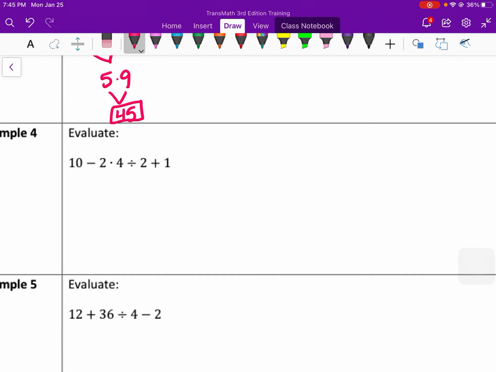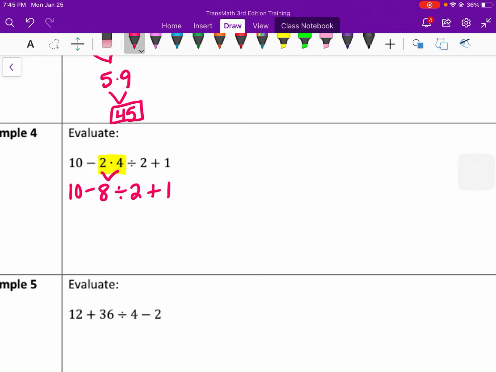So here we have 10 minus 2 times 4 divided by 2 plus 1. We're going to work from left to right, but we're going to start with any multiplication or division. The first multiplication or division we come to is 2 times 4, so we need to evaluate the 2 times 4 first. I'm just going to rewrite the rest: 10 minus, then 2 times 4 is 8, and then I'm going to rewrite the rest, divided by 2 plus 1.